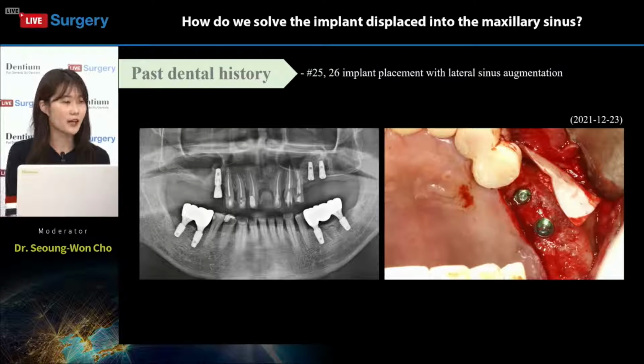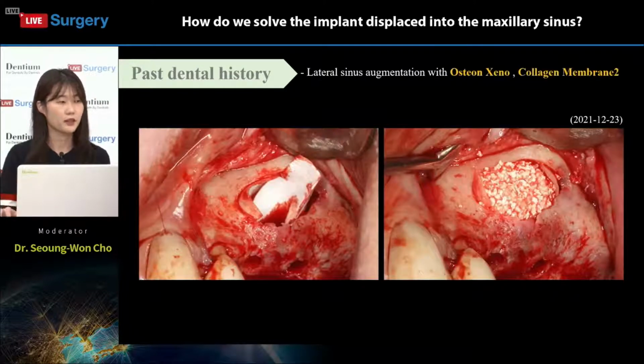As for the left side, on the other hand, lateral sinus augmentation was performed. Fixtures replacing tooth number 25 and 26 were placed on the same day. For the sinus augmentation, osteoinzeno was used to fill up the area beneath the sinus membrane, and collagen membrane was also used to cover this area.